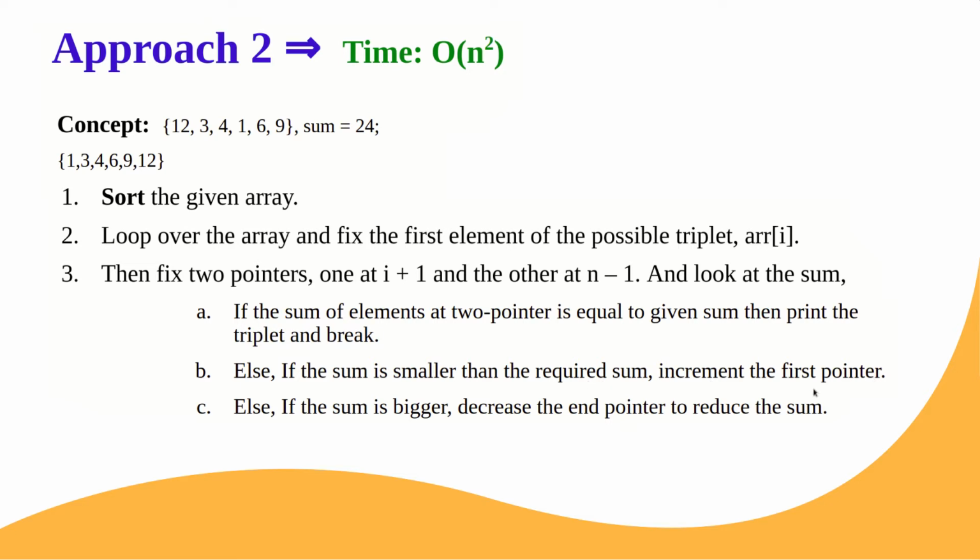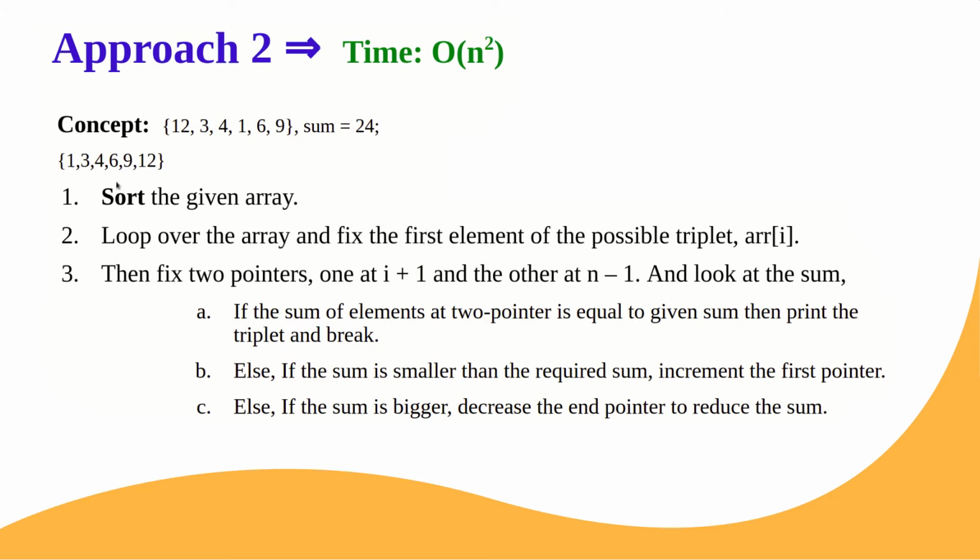Increment the first pointer. What do we mean by the first pointer? It refers to the pointer pointing to the second element, because the first element is fixed and we are looping over all possible combinations of the second and third element. So instead of 3, make it 4. Why are we doing this? Because we have already taken the largest possible value, 12, and fixed the first value, so only one value remains which can be changed. Because the sum is lesser, we'll take 4.